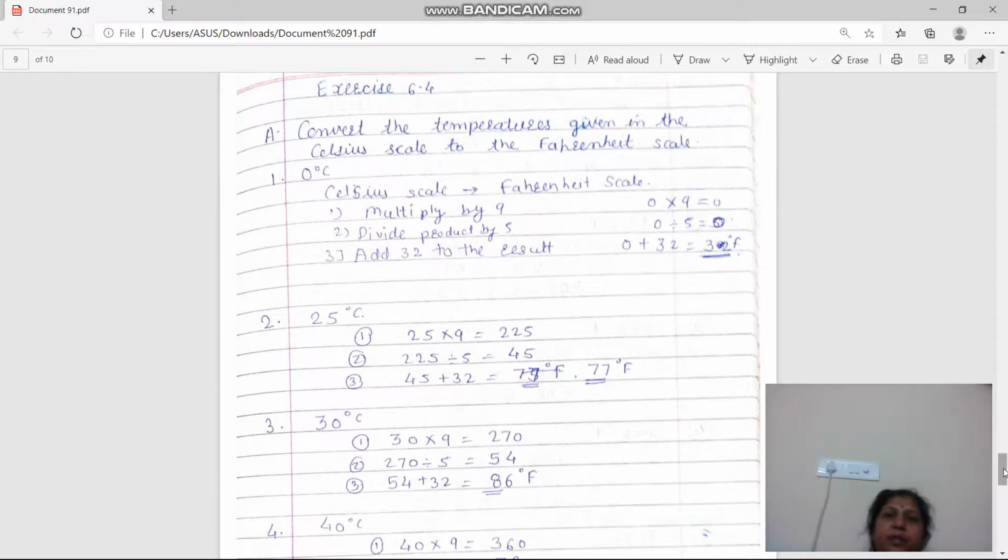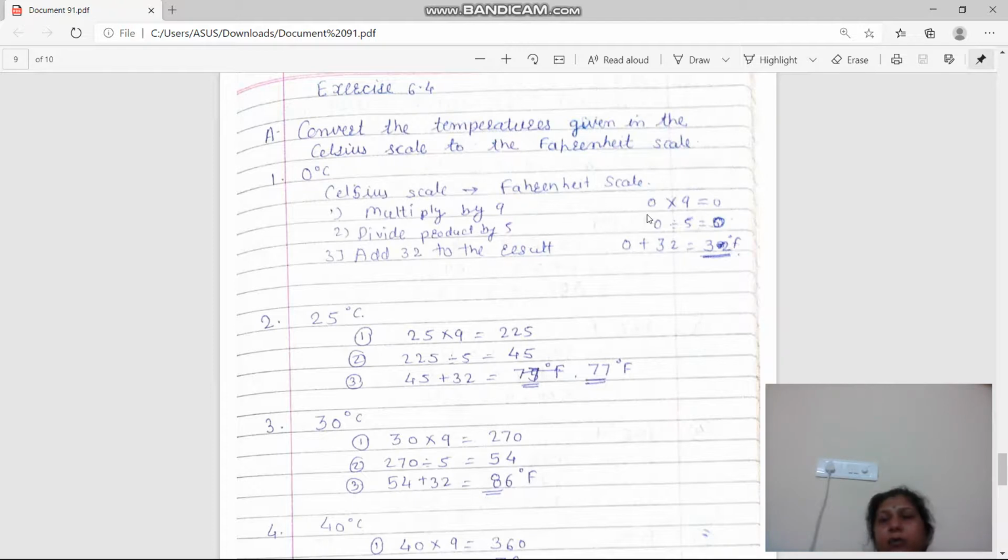Convert the temperature given in Celsius to Fahrenheit. अगर टेम्परेचर आपको सेल्सियस में दिया है तो फ़ारेनहाइट में कैसे कन्वर्ट करना है? मैंने यहाँ स्टेप्स लिखे हैं. एग्जाम में आपको ये स्टेप्स लिखने ज़रूरी नहीं है. You have to write it like this and do it. So it is Celsius to Fahrenheit.